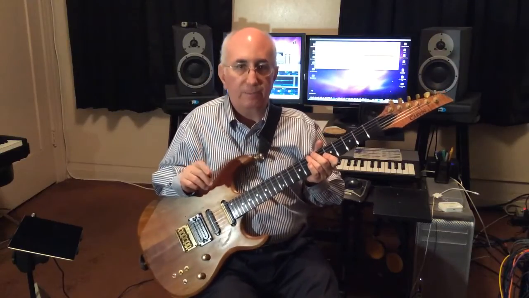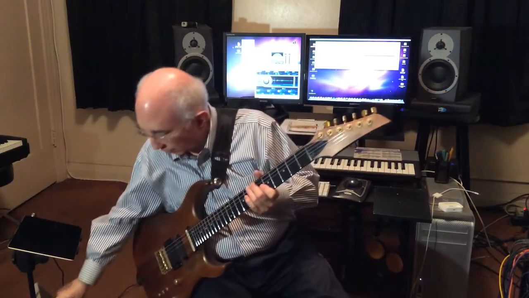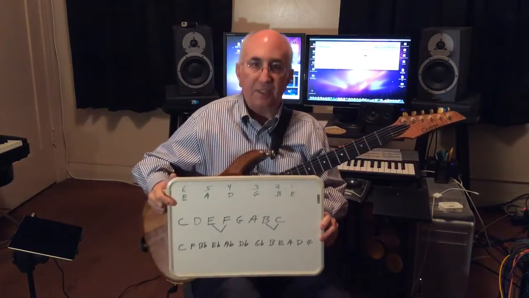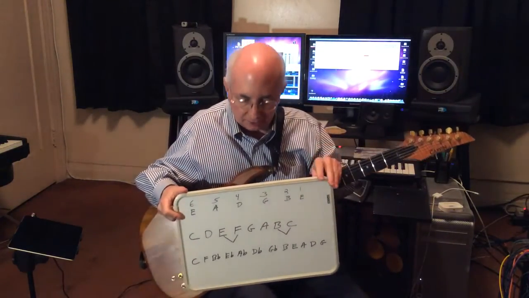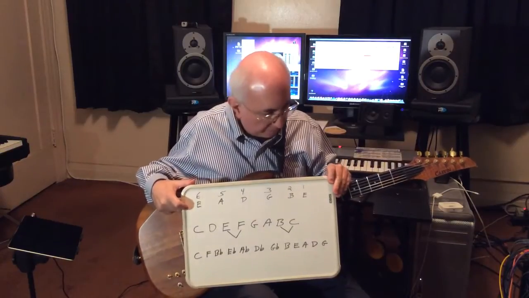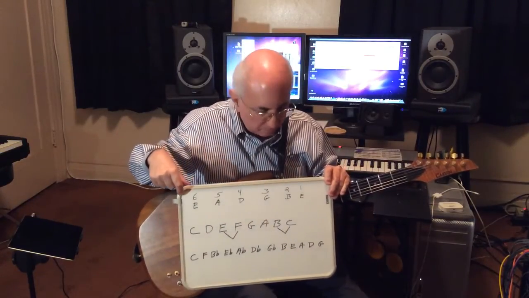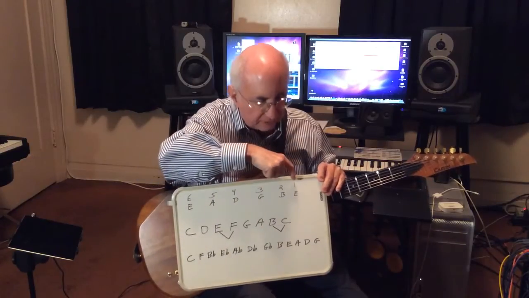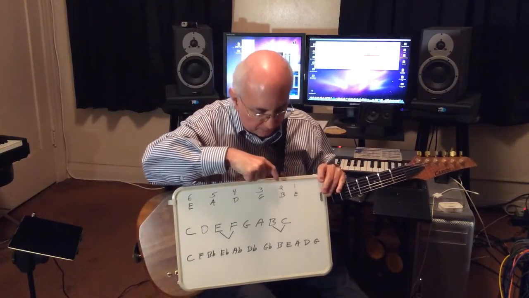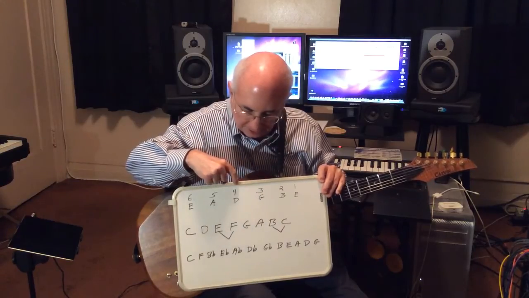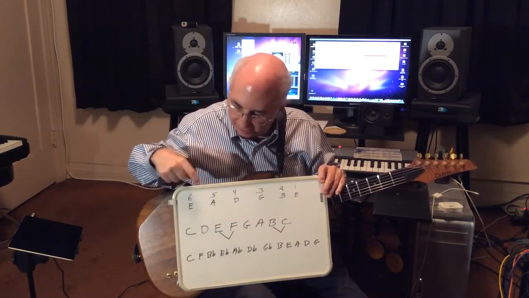Before we do that, you'll need a couple pieces of information. First, the names of the open strings on the guitar, going from thinnest string, or the highest pitch string, to the lowest. First string is E, open string, B, G, D, A, and E.